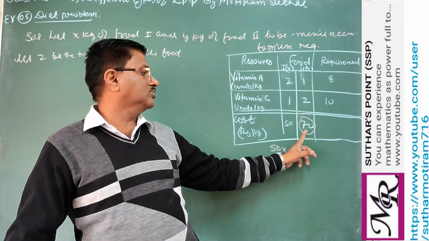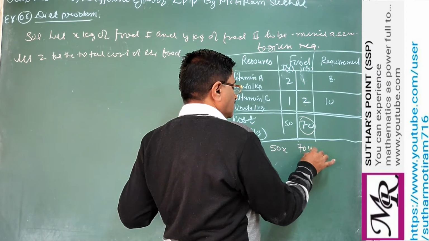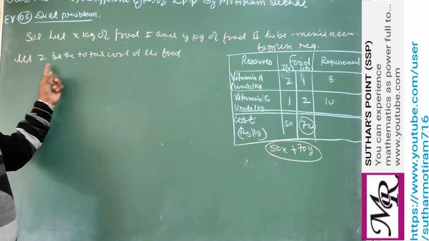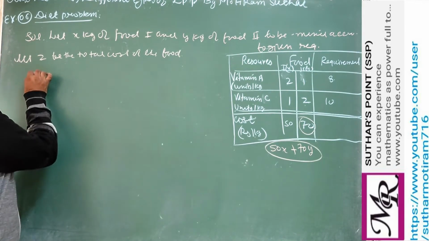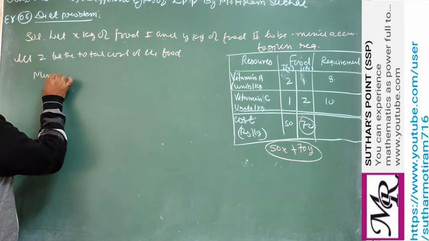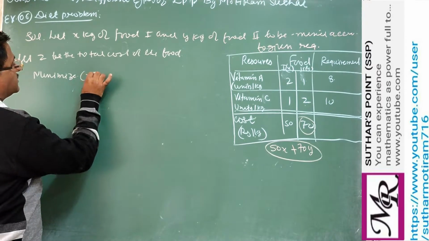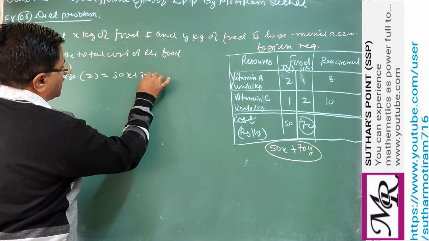So the cost of this type of food will be 70y. The total cost of both foods when mixed is our objective, that is the cost of the food. Here we have to minimize it, because cost should always be minimized. So this is the first objective function we get.